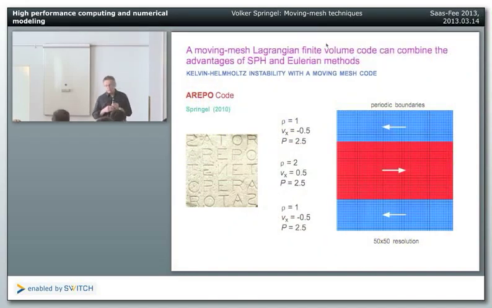What I now want to discuss is sort of something in between, moving mesh codes. And here the idea is, why not let this Cartesian mesh move along with the flow? And I show you this here in the example of a Kelvin-Helmholtz instability, which doesn't work for some reason.